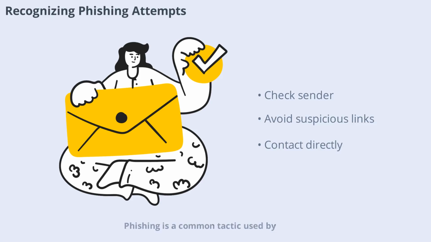Phishing is a common tactic used by cybercriminals to trick you into revealing sensitive information. These attacks often come in the form of emails or messages that appear to be from legitimate sources. Look out for poor grammar, urgent requests, or unfamiliar links. Never click on suspicious links or provide personal details unless you're sure of the sender's identity. If in doubt, contact the organization directly using official channels.